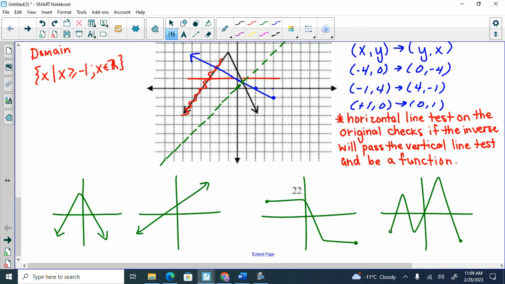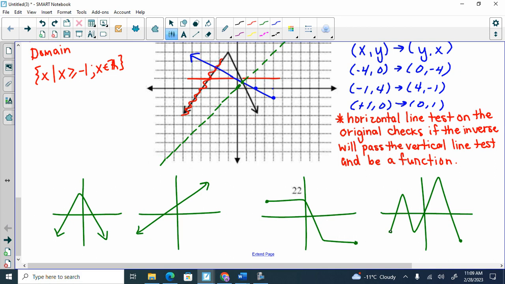Horizontal line test to check if the inverse is a function. Vertical line test to check if the original is a function, right? So is this one an actual function? I'm talking about originals now. Is this first one a function? Yeah. Is the second one a function? Yeah. Third one? Yeah. Fourth one? Yeah. These are all functions. The originals are all functions.